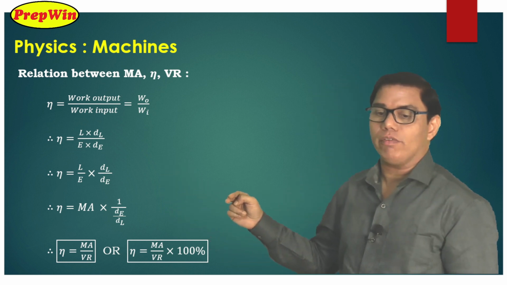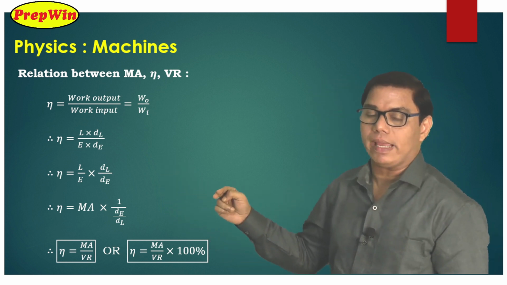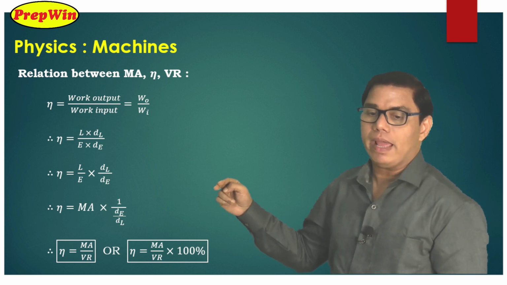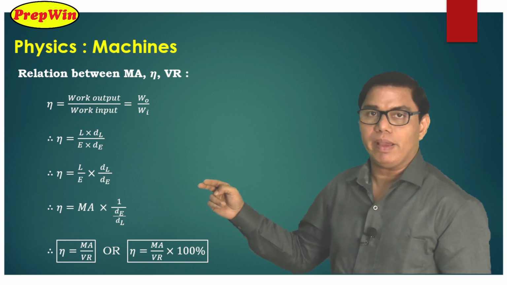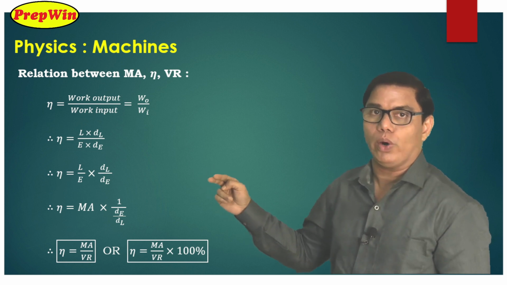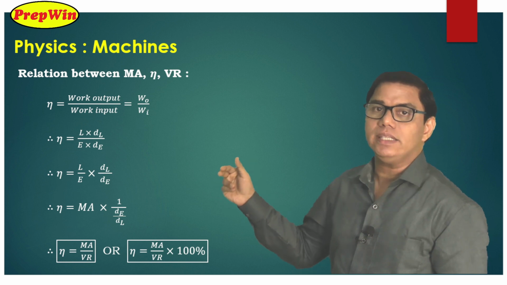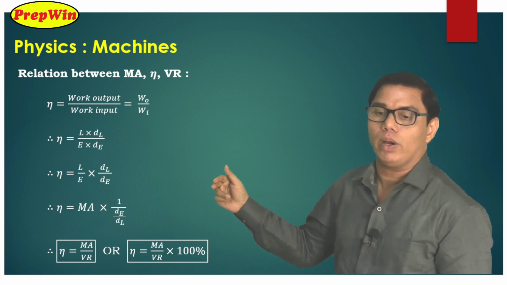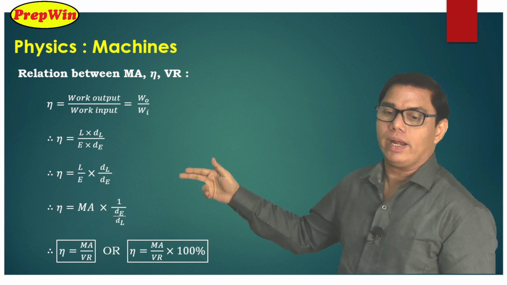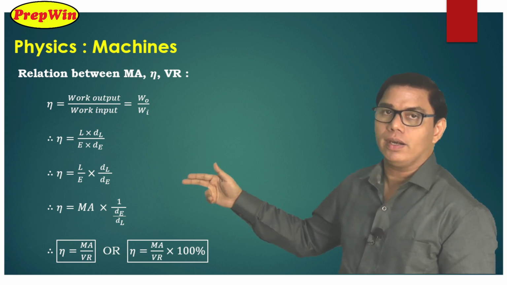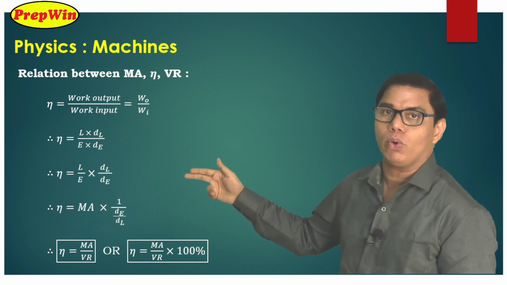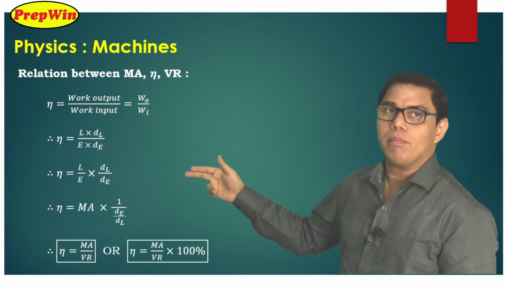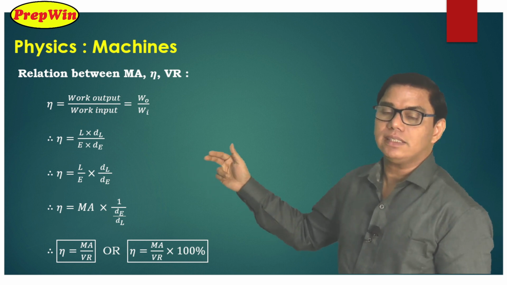We take efficiency as load upon effort multiplied by displacement of load upon displacement of effort. Now it is quite obvious that efficiency is equal to mechanical advantage multiplied by displacement of load upon displacement of effort, because mechanical advantage is equal to load upon effort. Suppose we have to insert a velocity ratio over here. Whatever we have here, that is displacement of load upon displacement of effort, is not the velocity ratio. Velocity ratio is the reciprocal of that. So we will do a minor change. So we will change this second ratio.